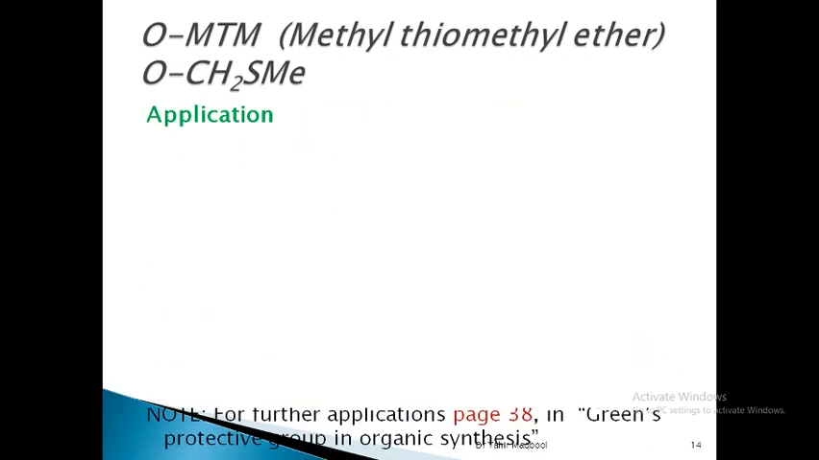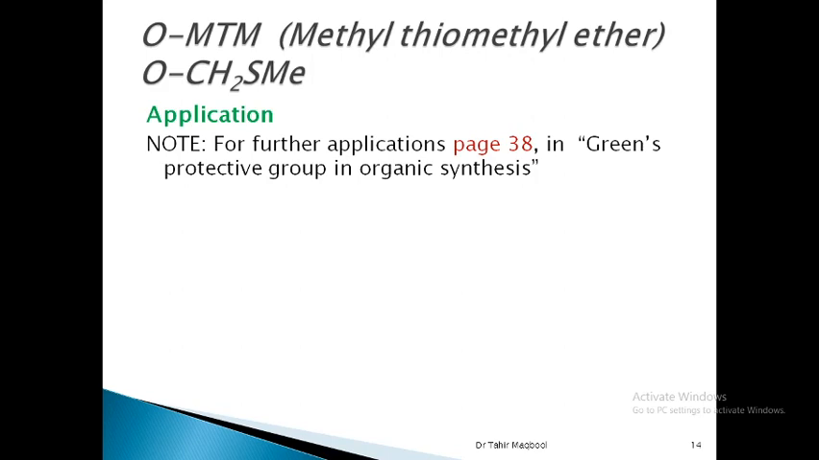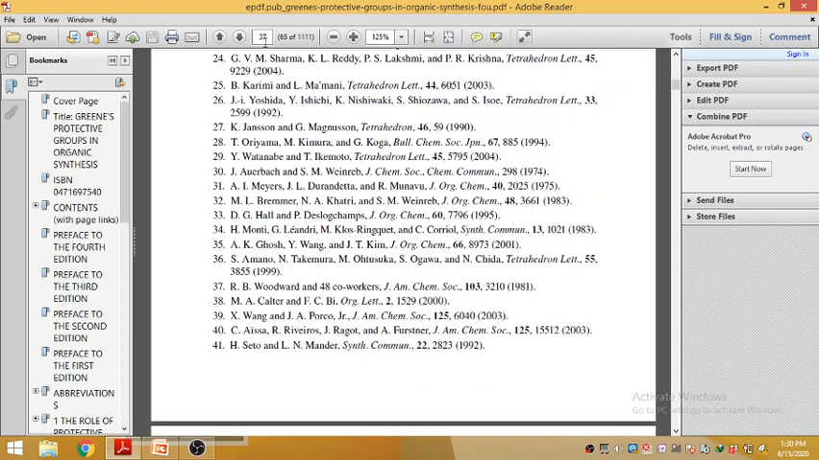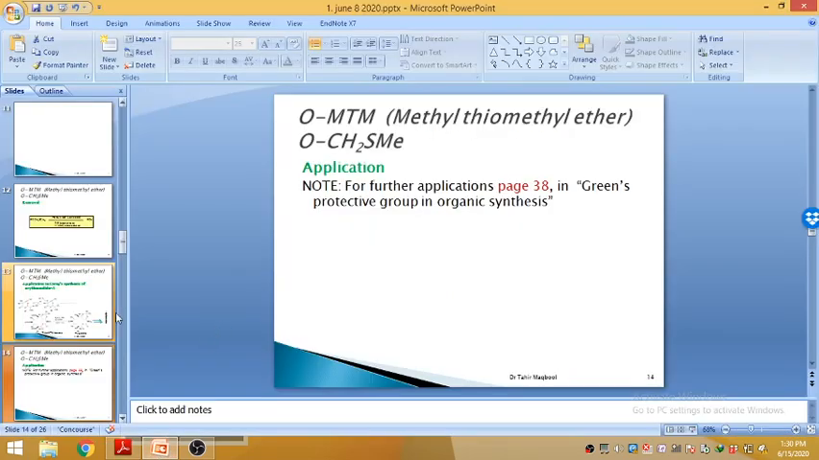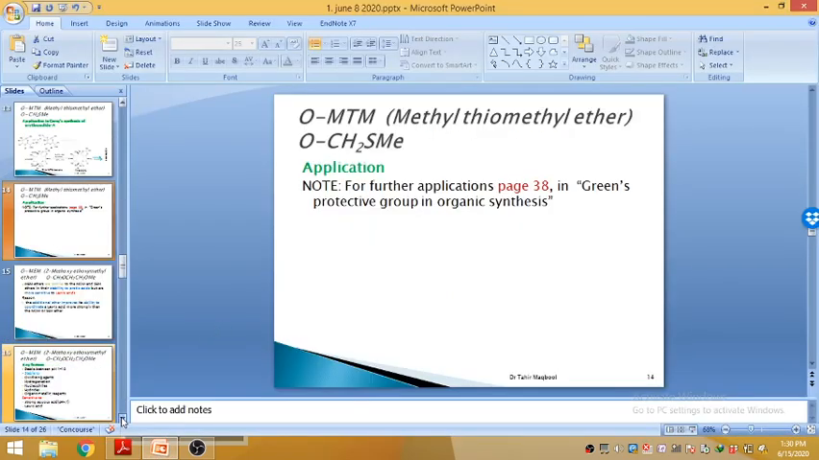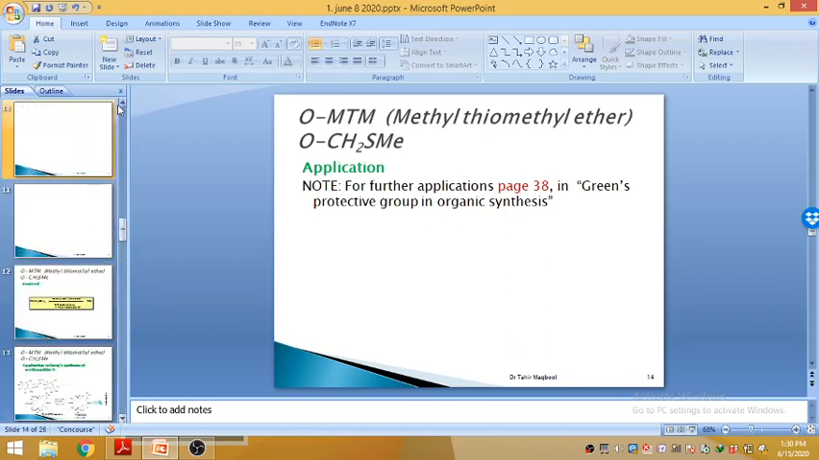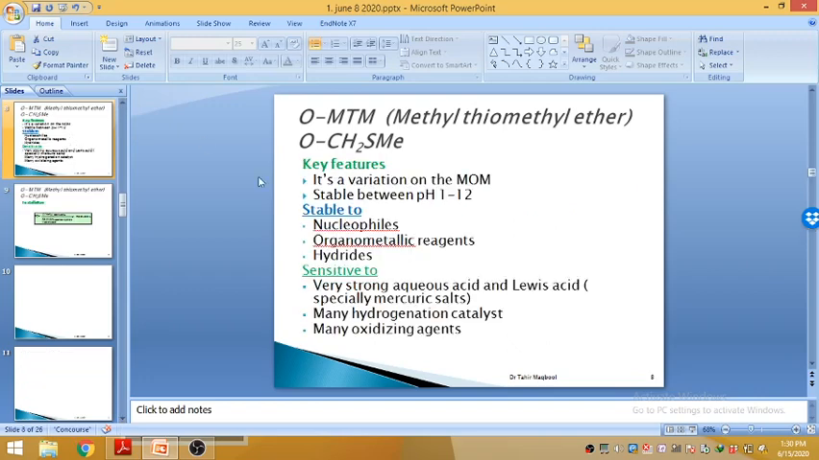For further reading, further application, you can get page number 38 in Greene's Protective Groups in Organic Synthesis. I can show you that. Page number 38 is here. So methyl thiomethyl ether. I think I have skipped the features. I just have to see where are the common features of MTM. Yes. I just forgot to explain this slide.